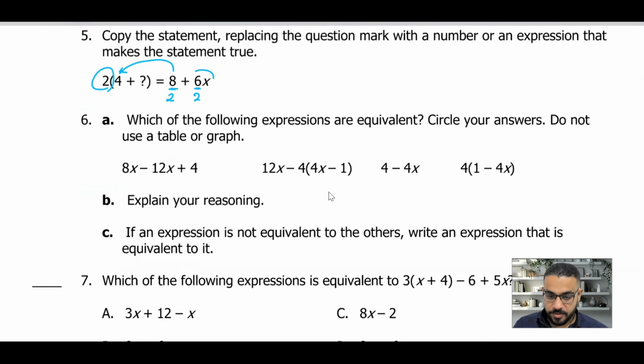And what about 6x divided by 2? 6x divided by 2 will give you 3x, right? So I have to put it here instead of the question mark. So the equivalent expression will be 2 multiplied by 4 plus 3x. Right, so the missing term was 3x. Okay? Don't forget it.